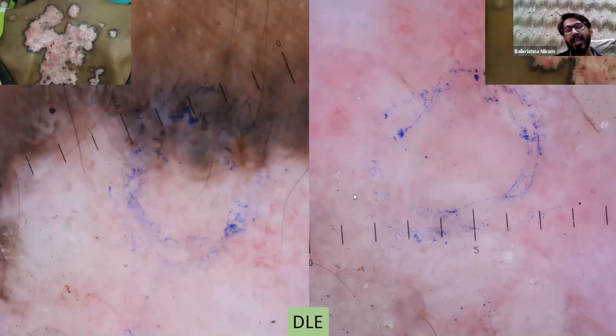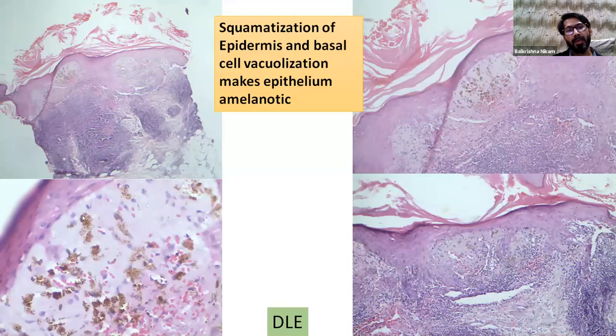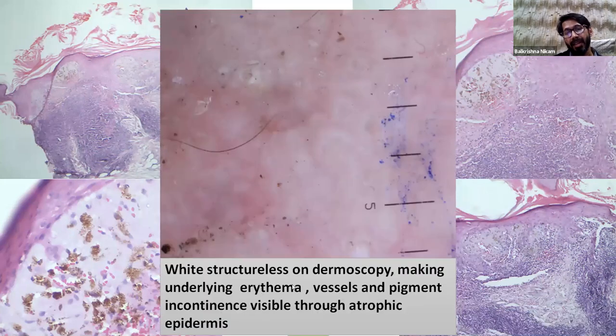I'll finish the DLE. I have not done a Fontana-Masson or a melanin stain, but I should do this also, because DLE has a lot of white structureless areas which makes the underlying dermal vascularity visible. So what happens in DLE, there is a decrease of melanin in the epidermis, there is basal cell vacuolation. This makes the epithelium, which is at part thinned out, atrophic, at part thickened. And this loss of melanin curtain makes the underlying structures visible, present as a white structureless area, or underlying erythema is visible, or vessels are visible, or pigment incontinence is visible through this atrophic epidermis.